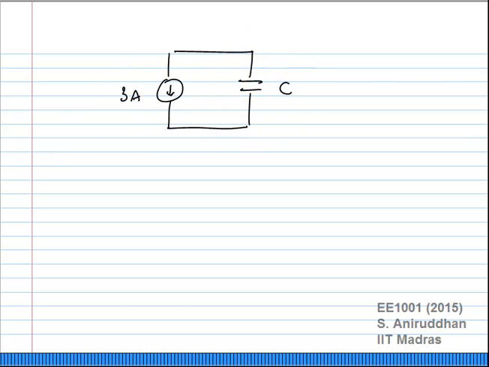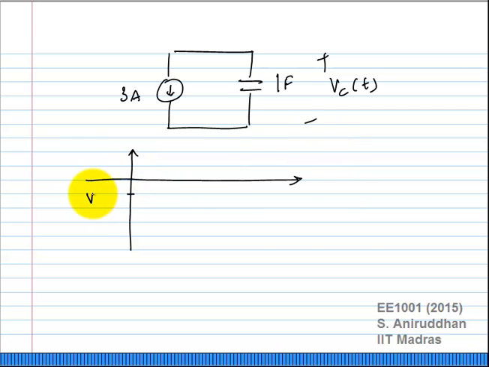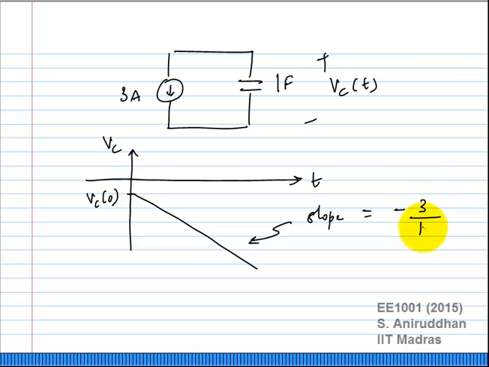Across the capacitor, 1 farad capacitor, and we are interested in VC of t. So I'll just show some VC of 0. With some VC of 0, it will reduce linearly. Here I have shown VC of 0 as being negative, it could be positive also. What is the slope of this line? If you have a constant current flowing through a capacitor, what is the slope of the voltage? It is dV by dt, right? I is C dV by dt, so dV by dt has to be I by C. Just remember this, it's a very useful thing to remember. So it is minus 3 by 1. So it's just minus 3. Slope is minus 3 in this case. Is that okay?